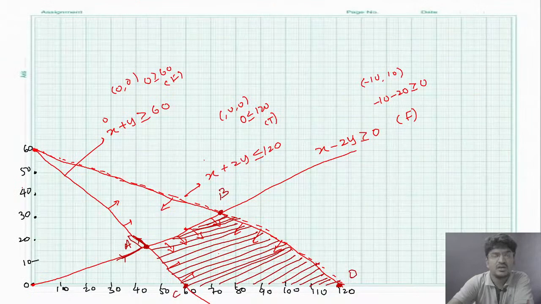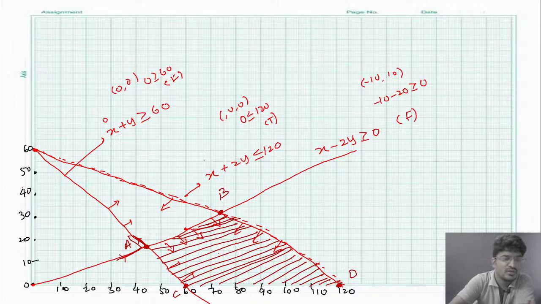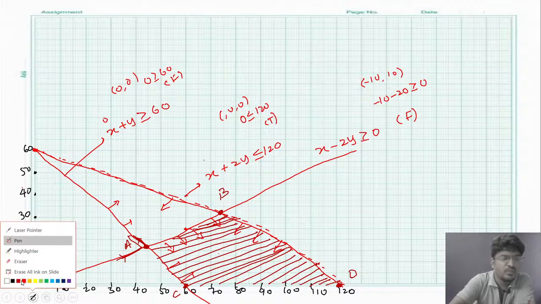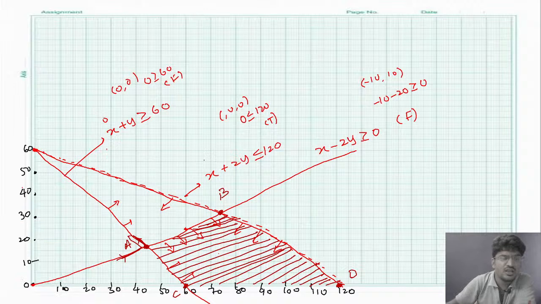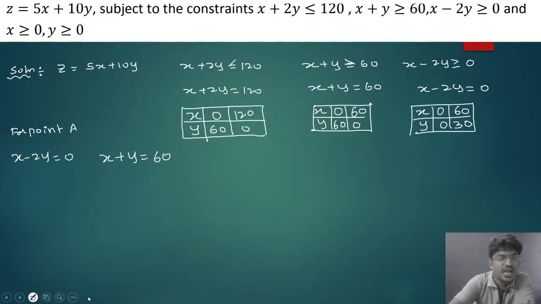For point A you have to solve x minus 2y equal to 0 and another line x plus y equal to 60. The point is present on two lines. Those two lines you have to simplify. Point A is present on x minus 2y greater than or equal to 0 and x plus y greater than or equal to 60. That you have to choose and simplify.